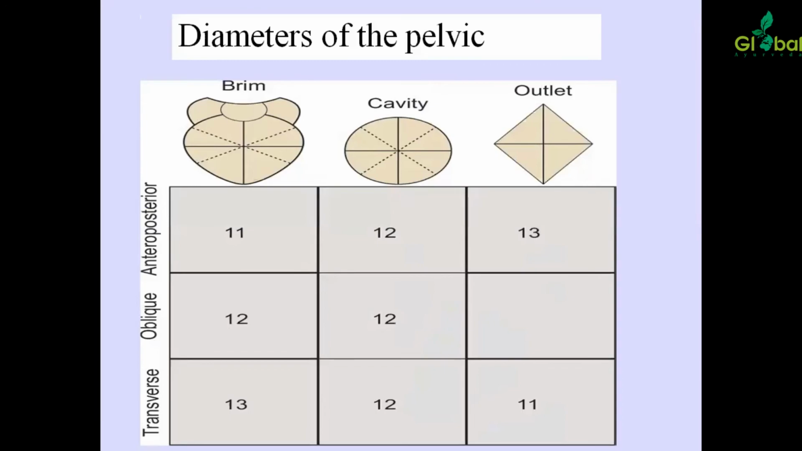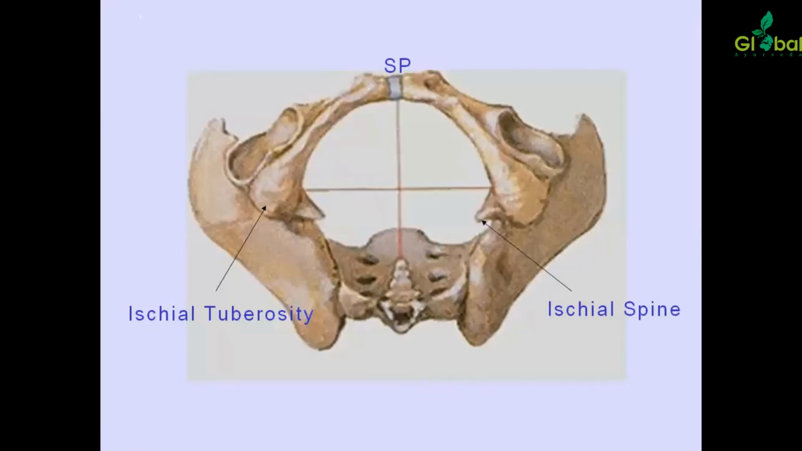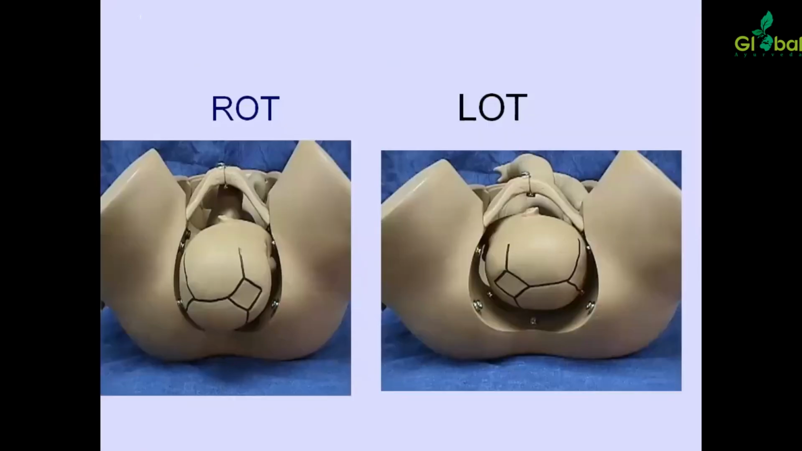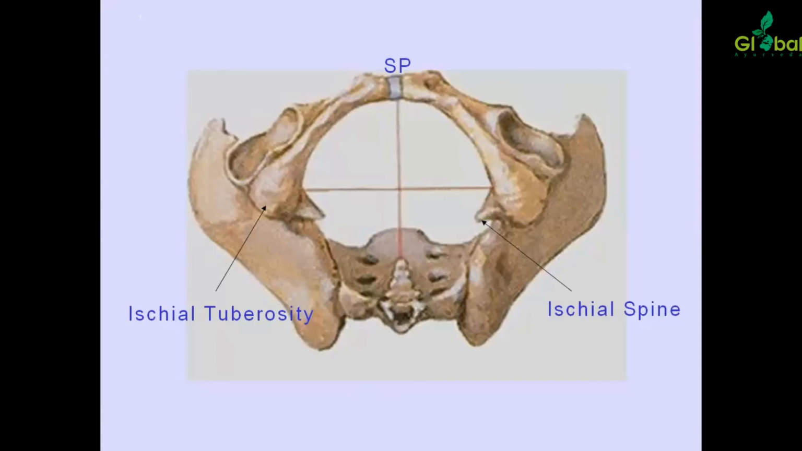This is the picture showing the diameters of the pelvis. First, the pelvic inlet, then cavity, then pelvic outlet. Okay, thank you. This is about the female pelvis, that is, the pelvic inlet, pelvic cavity, pelvic outlet, and their different diameters. Thank you.